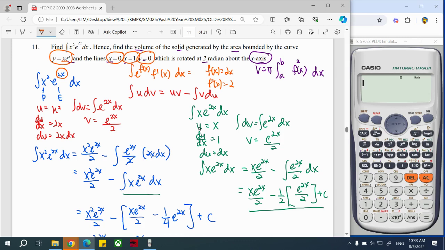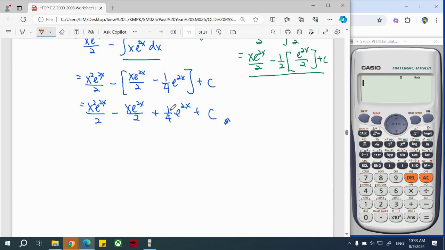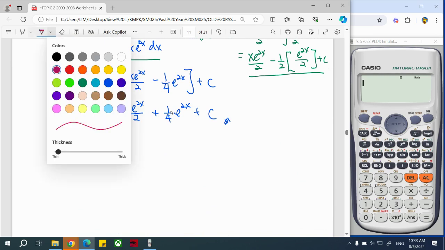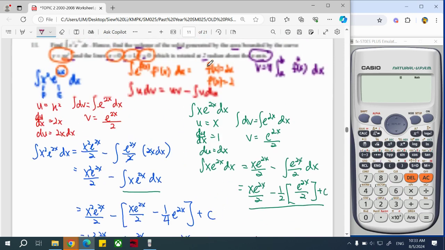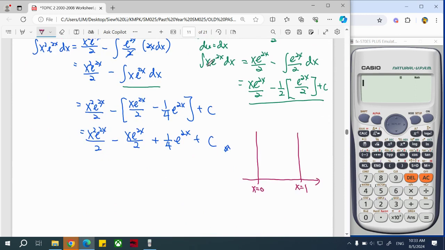To draw this, if we can't identify the shape, we use our calculator to plot the coordinates so that you can know where the graph is going and the shape of the graph. Obviously you want the region between x equals 0, x equals 1, and y equals 0. So on our graph, x equals 0 is this, then x equals 1 is this vertical line, and another line is y equals 0, which is your x-axis.